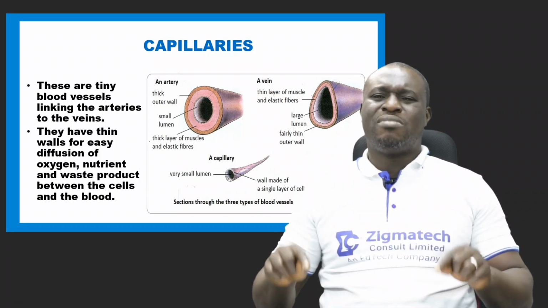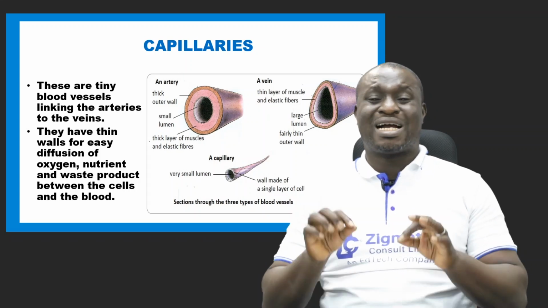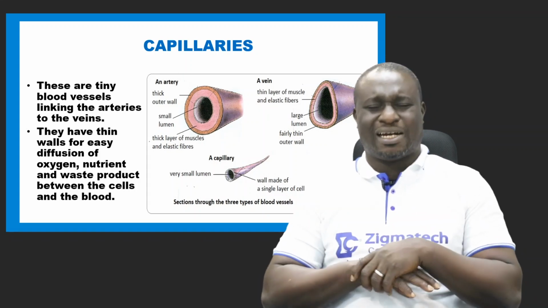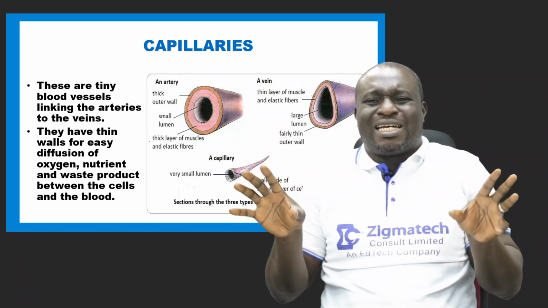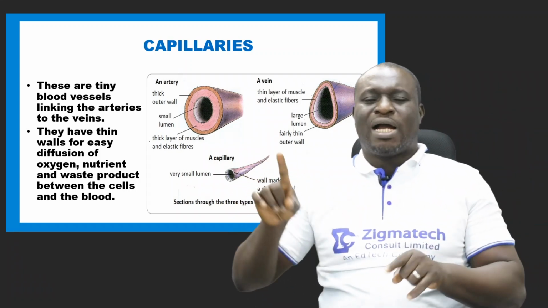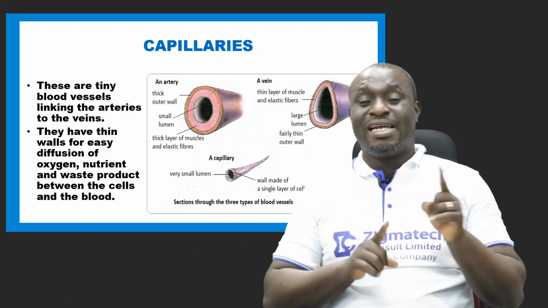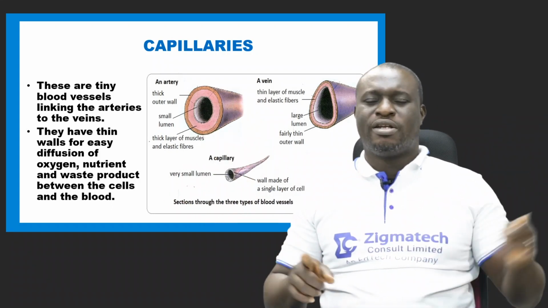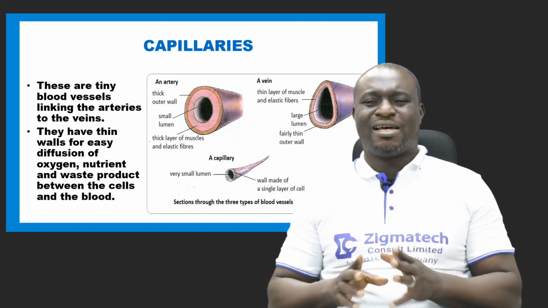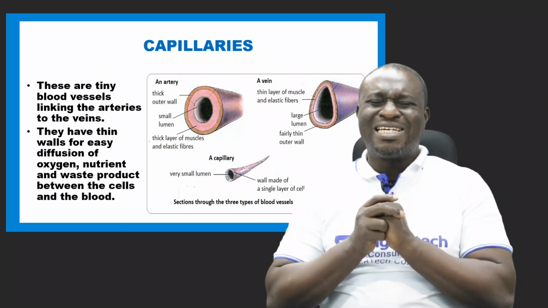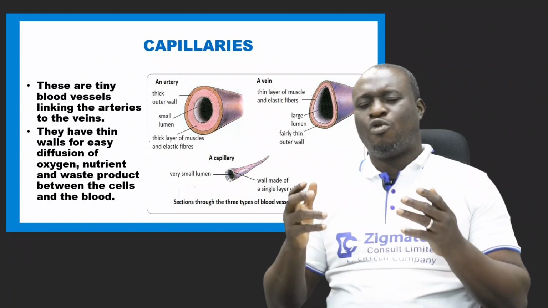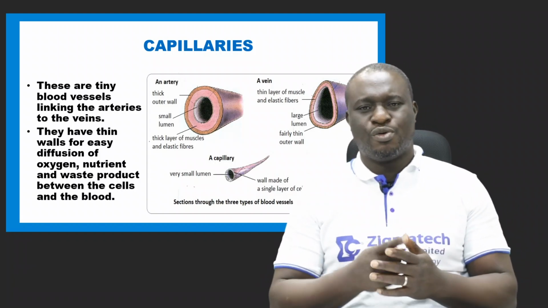But what is the major function of the capillaries? The capillary is just simply a link. It serves as a linking blood vessel that links the arteries and what? The vein. It links the arteries to the vein. Now, they have, like I said, thin walls, and the reason for the thin walls is for easy diffusion of what? Essential materials that are passing through it.